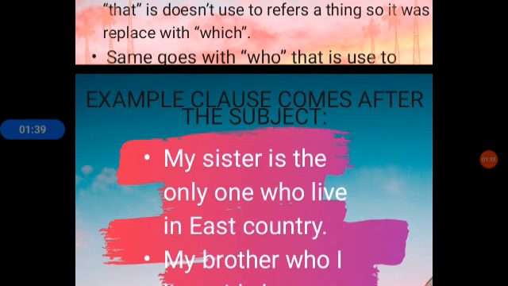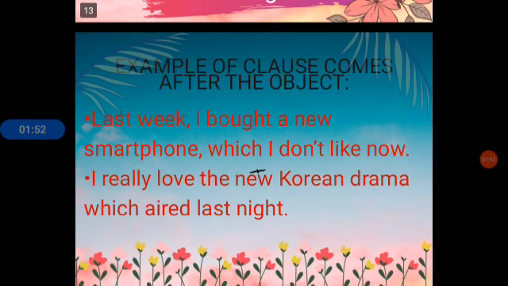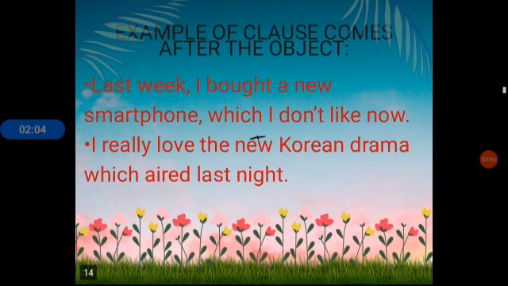Example of clauses that come after the subject. The first one is my sister is the only one who lives in this country. My brother who I live with knows a lot of games. Example of clauses that come after the object. Last week I bought a new smartphone, which I don't like. I really love the new Korean drama, which aired last night.